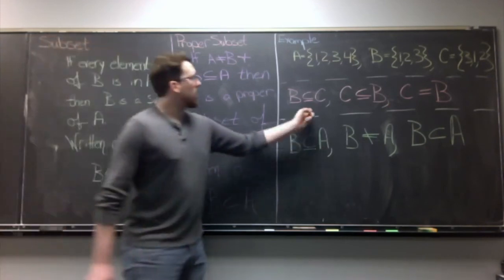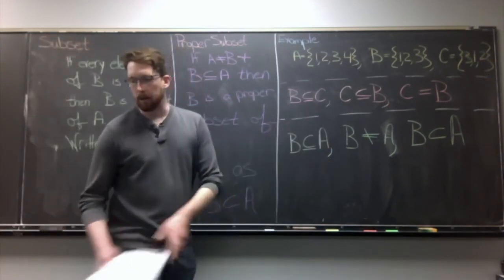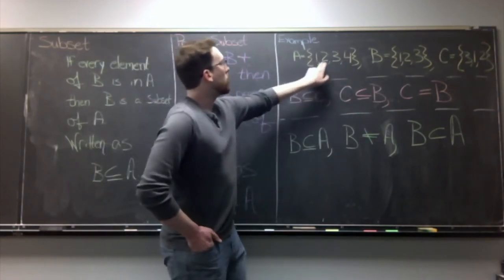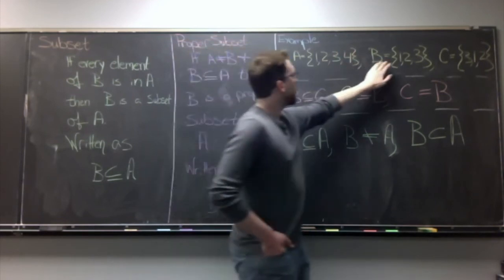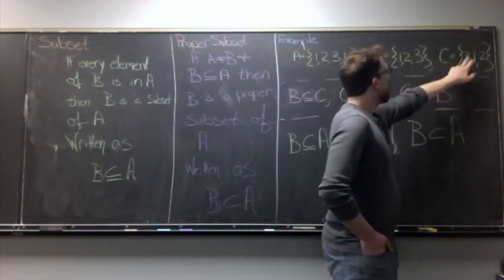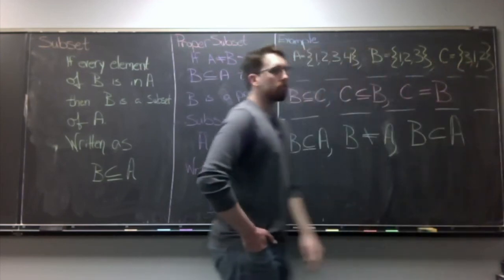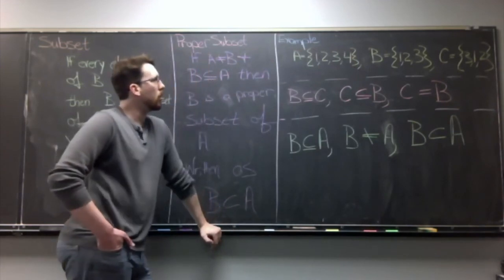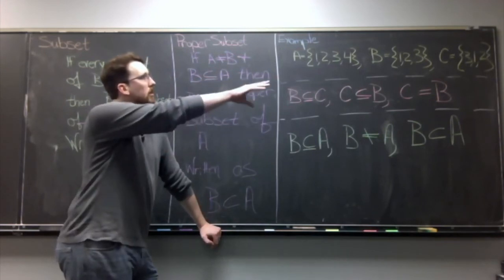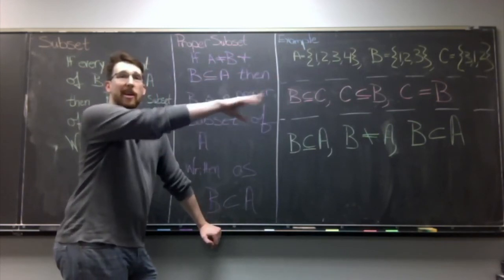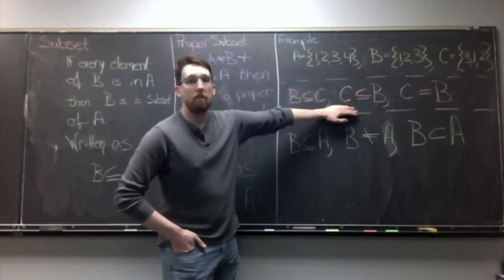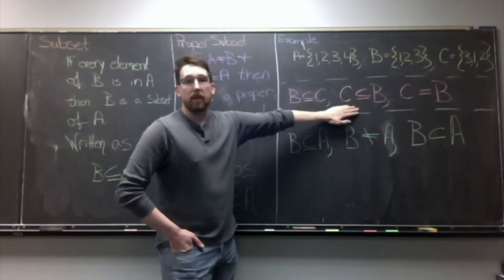Well, let's look over here. We've got this example up here with three different sets. We've got the set A, 1, 2, 3, 4. Okay. We've got the set B with elements 1, 2, 3. Okay. We've got the set C with the elements 3, 1, 2. Well, looking at this, we can already see that B and C are subsets of each other, and that they're equal. Okay. So B and C are subsets of each other.